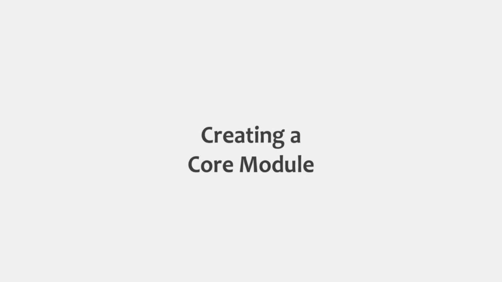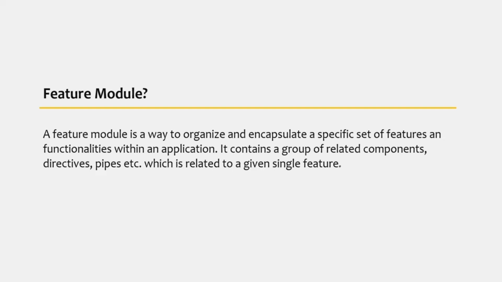We have already learned what is a feature module and what is a shared module in the previous lectures of this section. So basically, we learned that a feature module is a way to organize and encapsulate a specific set of features and functionalities within an application. A feature module contains a group of related components, directives, pipes, etc., which is related to a given single feature.